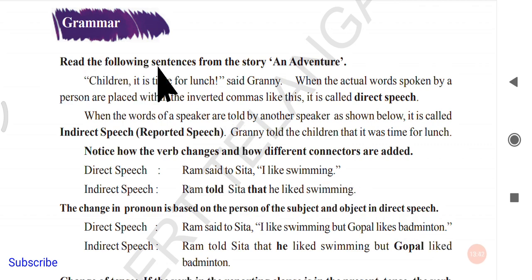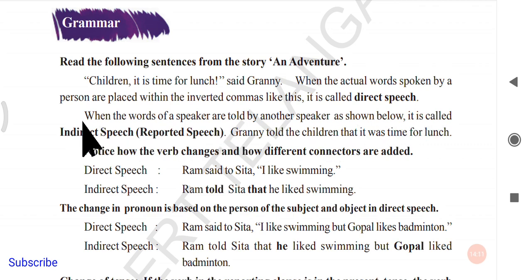Read the following sentences from the story An Adventure. "Children, it is time for lunch," said Granny. The actual words spoken by a person are placed within inverted commas like this. It is called direct speech. So, in direct speech, you will find inverted commas. Why are those inverted commas there? The words or sentence inside them are the words spoken by the speaker.